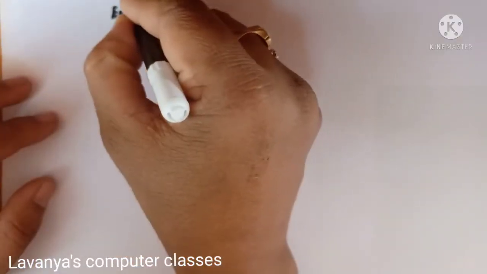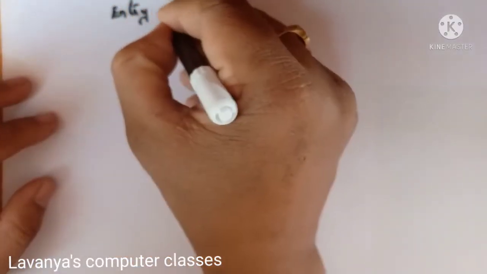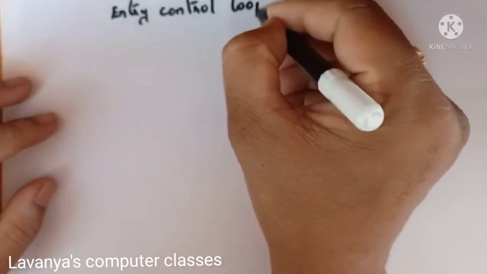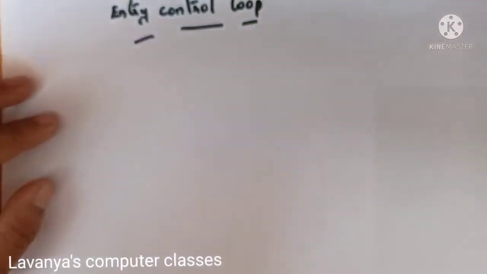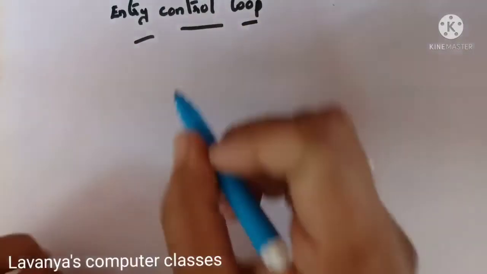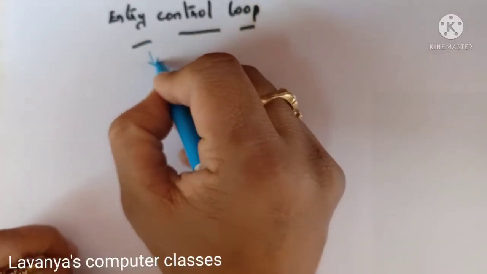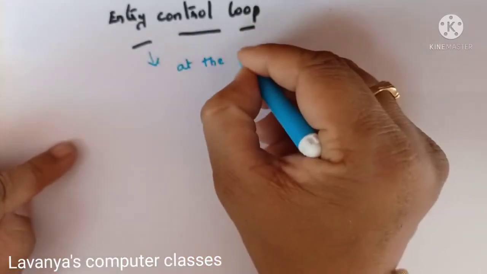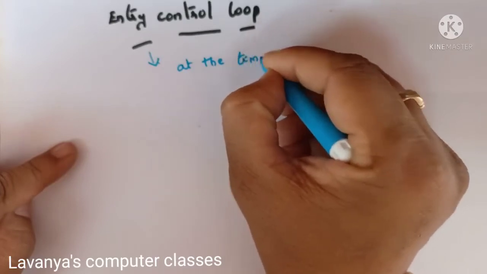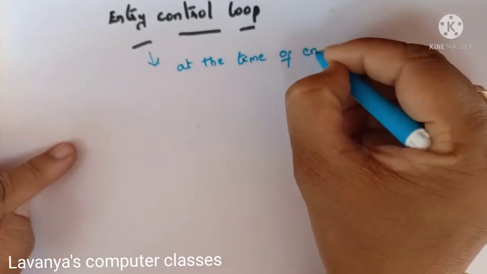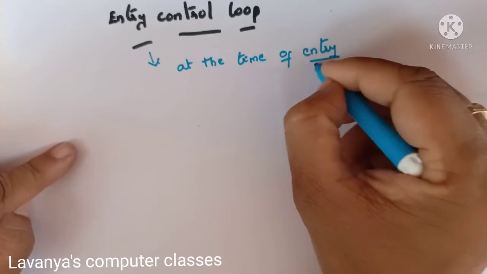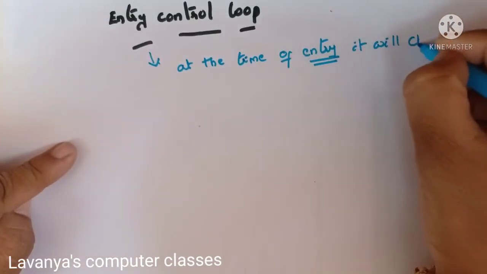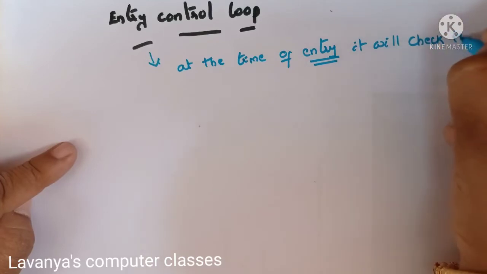The first one is the entry control loop statement. What type of loop statement is it? It is an entry control; the name itself says it. It controls at the time of entry only. That means at the time of entering, it will check the condition first. If the condition is true, then only it enters the loop. Otherwise, it exits from the loop. It does not enter the body of the loop at all.